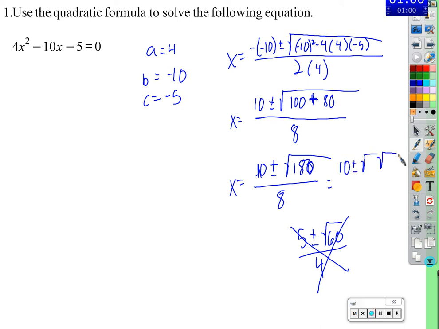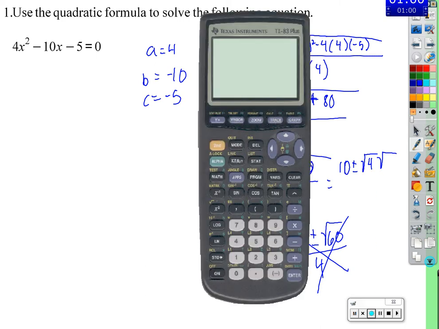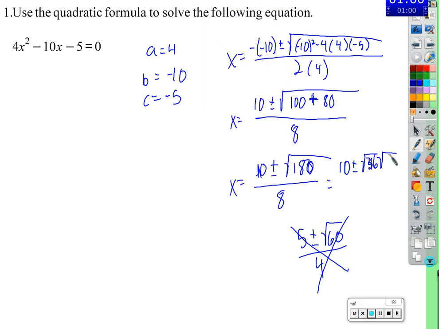We could do, let's see, 36 times 5. This is a property of square roots that we can split them up like this. 10 plus or minus the square root of 36, which is 6. Okay, now 10 and 6 and 8 all have a factor of 2 in there, so we could do 5 plus or minus 3 root 5 over 4. We just cancel out the 2 there, the 2 there, the 2 there, and we'll wind up with 5 plus or minus 3 root 5 over 4.